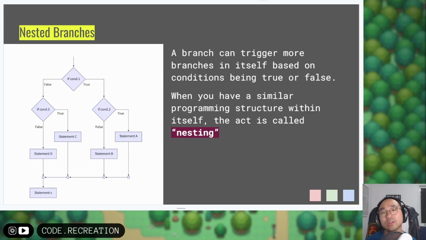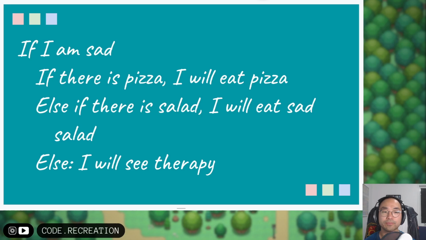Then we can have nested branches, where our branches have their own branches, so we're adding complexity. As a programmer, you don't want to go more than three levels deep, but for now, we're allowed to do whatever we want, and this is called nesting. So we can have one condition that says if I'm sad, and when I'm sad, I can go into a decision tree almost, right? If I'm sad, if there's pizza, I'll eat a pizza.